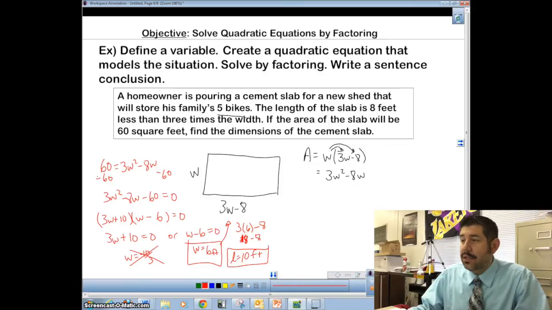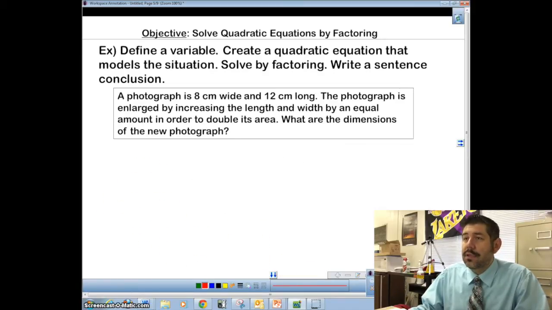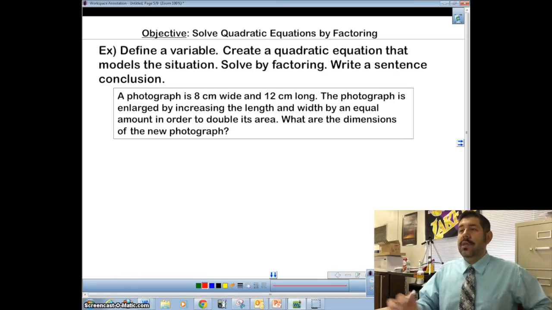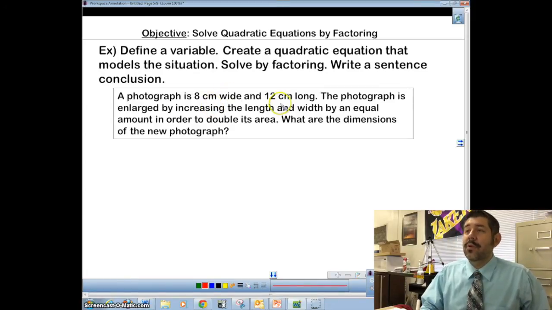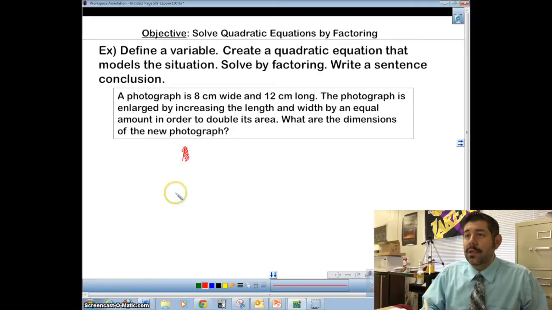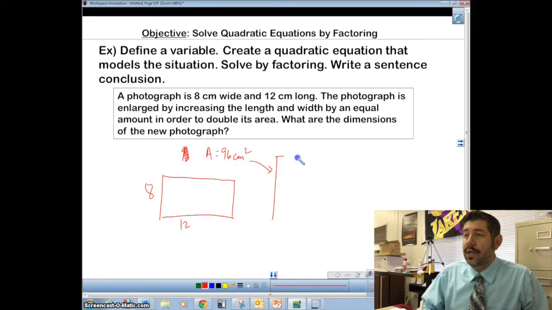All right, let's take a look at another one here. This is the same thing, okay? A photograph is 8 centimeters wide and 12 centimeters long. The photograph is enlarged by increasing the length and the width by an equal amount in order to double its area. So we've got 8 by 12, and the area is going to be 96, because we multiply 8 times 12. Of our new one, right? Big guy.